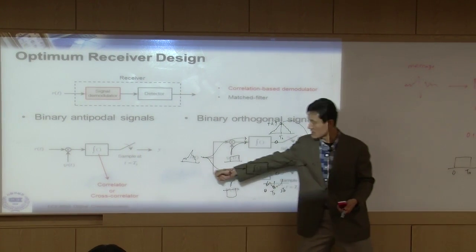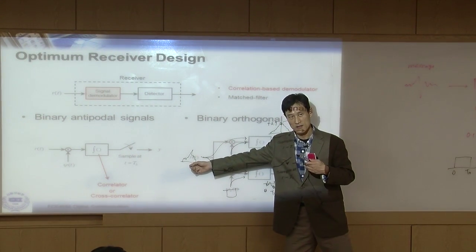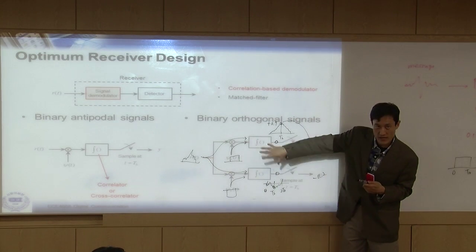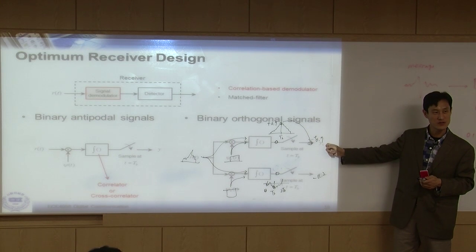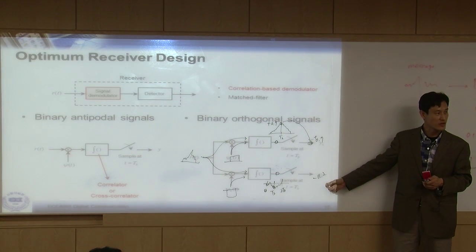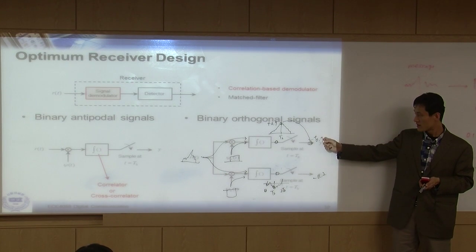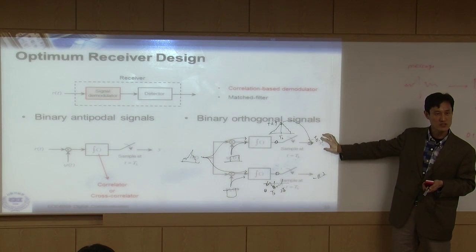If you have this kind of signal coming in, you're calculating correlation for these two, most likely you're going to get a very high value here and a very small value here. Then what's going to be your final decision? This one. Why? Because this one has a higher value.